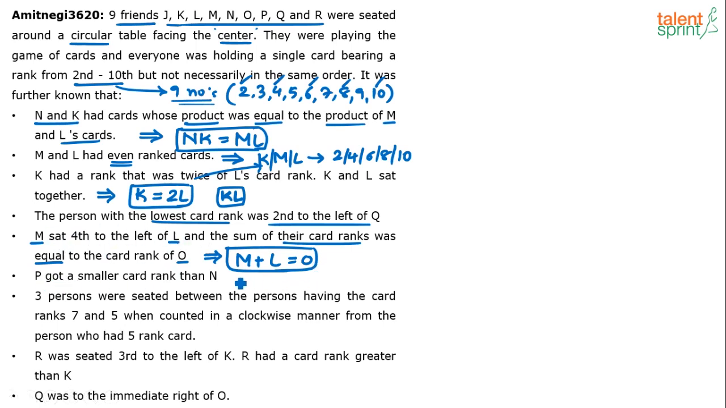P got a smaller card rank than N. Nothing much to be understood here. P is less than N. Numerically, P is going to be less than N. So that point is also done.